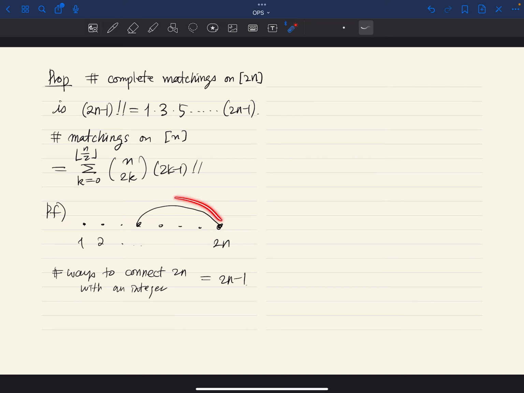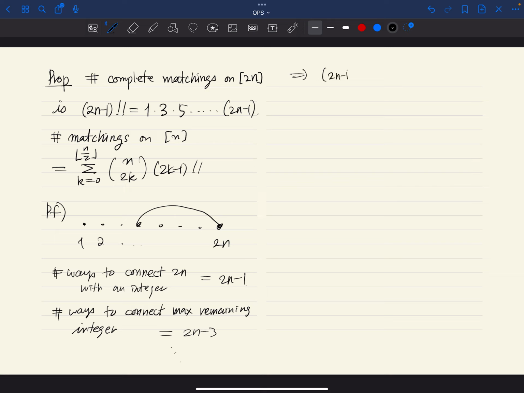But once we have done this, we are left with 2n minus 2 elements, and you do the same thing. The number of ways to connect the max remaining integer with another remaining integer is 2n minus 3. You go on like that, so the number is going to be like that, as we wished.